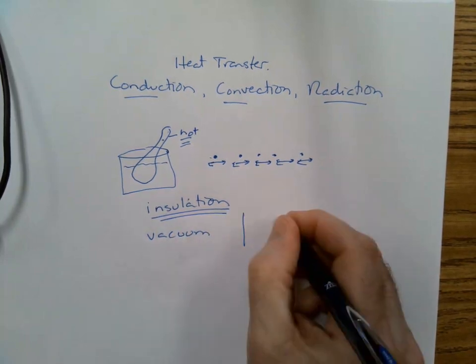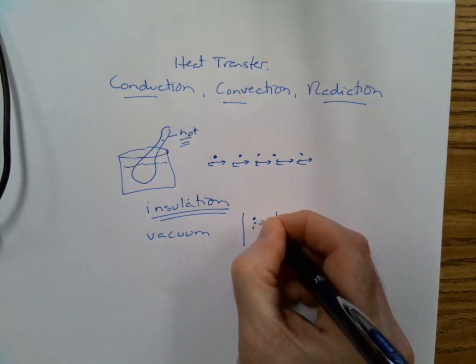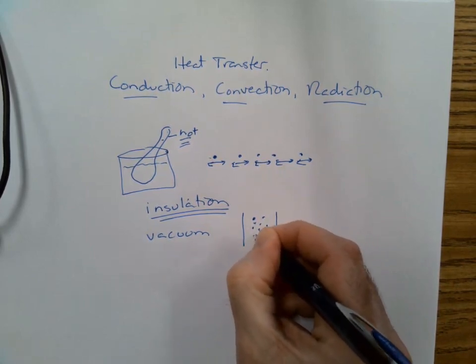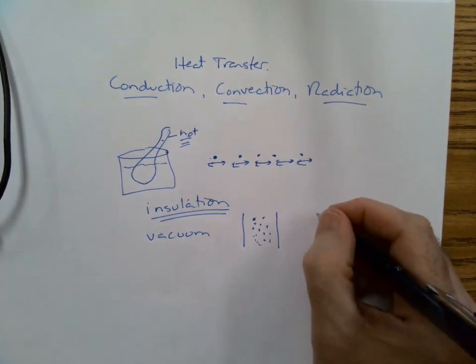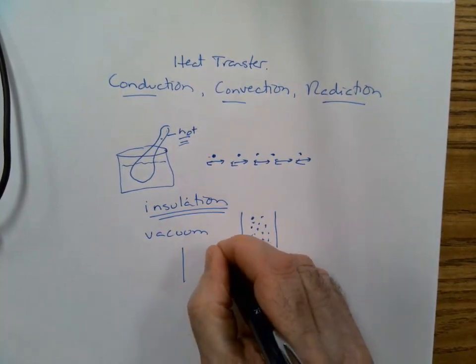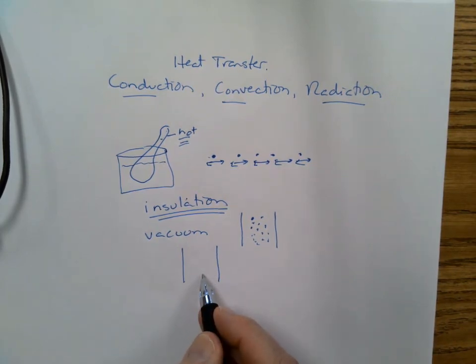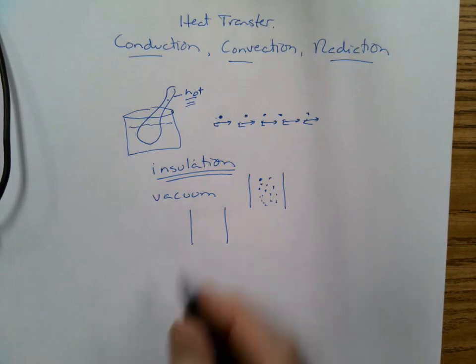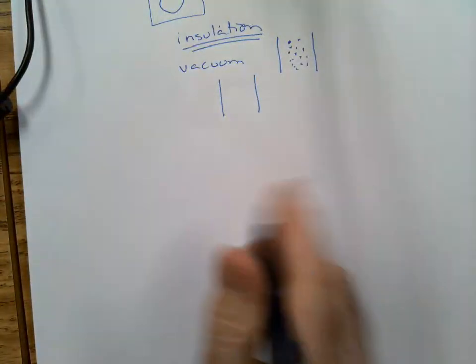So if we have two walls here and here, and they have air particles in between them, those air particles can bounce off each other and transmit heat. A vacuum is when we suck all the air particles out. If we have no particles to vibrate, we can't have any transfer of energy. So vacuums are insulators. Let's take a look at convection.